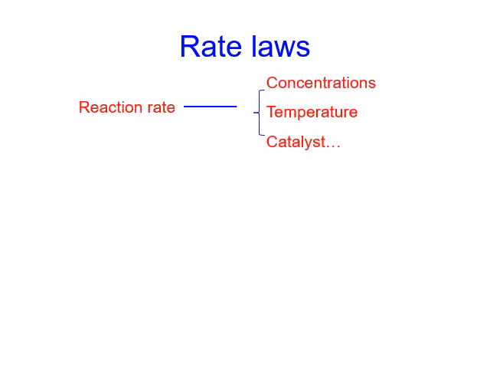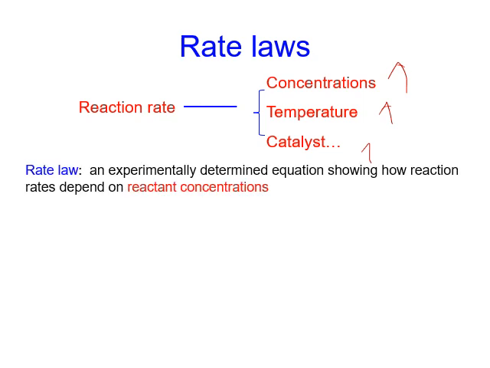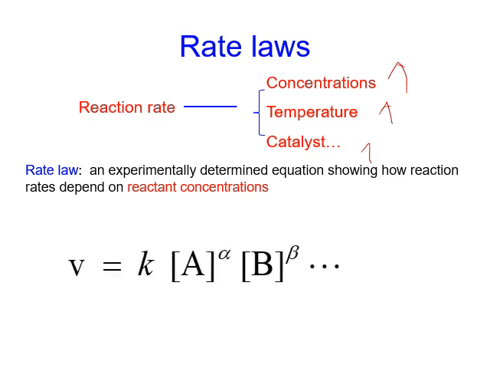We just defined the reaction rate, but what factors affect reaction rate? Increased concentration will increase reaction rate. Increased temperature increases reaction rate. Adding a catalyst also increases reaction rate. The rate law is an experimentally determined equation showing how reaction rate depends on reactant concentration. So usually the rate law is written as this equation.